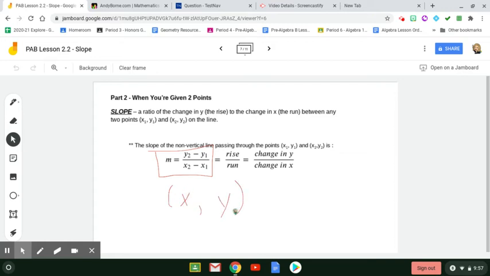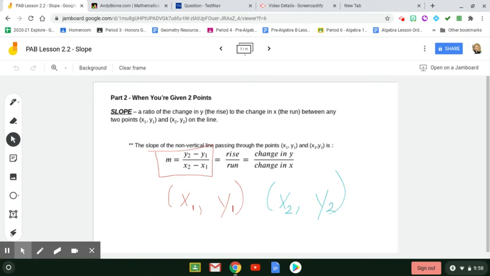So we'll call this red one the first set of ordered pairs, and we'll call the blue one the second set of ordered pairs. Okay, this is my X value in the first set of ordered pairs. This is my Y value in the first set of ordered pairs. This is my X value in the second set of ordered pairs. And this is my Y value in the second set of ordered pairs.